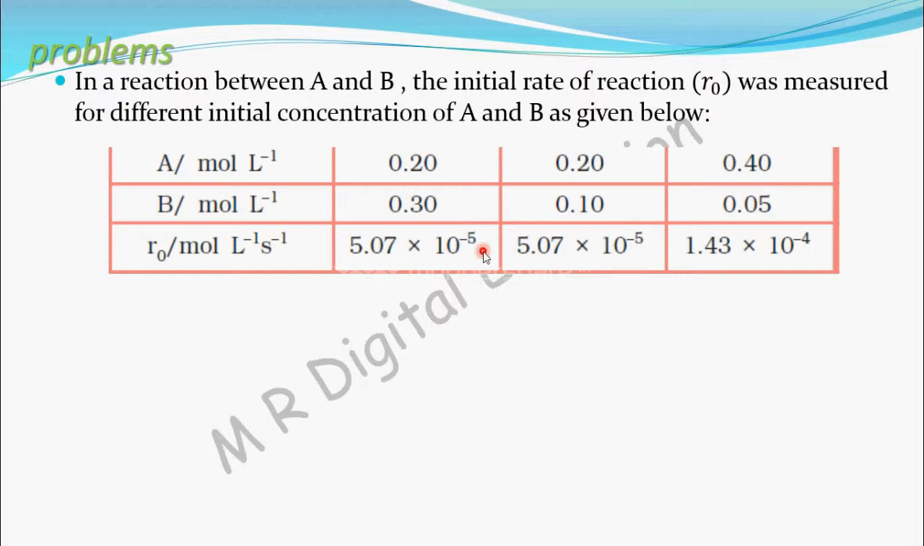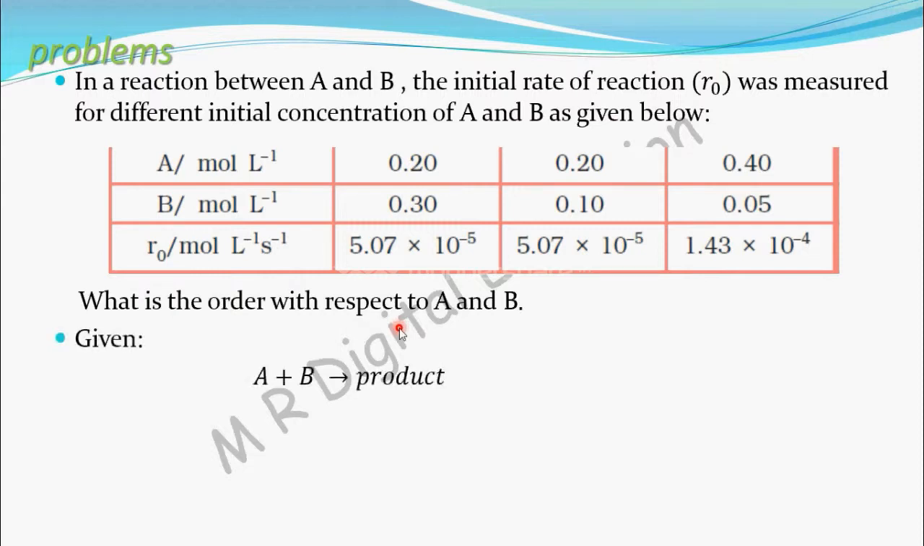rate of the reactions for corresponding concentrations of reactants. This is experiment 1 data, this is experiment 2 data, this is experiment 3 data. Let's see what he asked. What is the order with respect to A and B? He is asking order with respect to A and B.